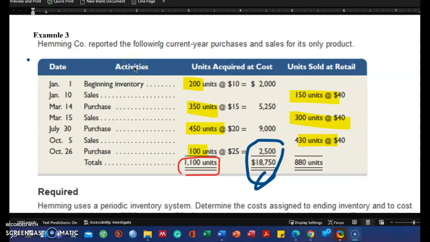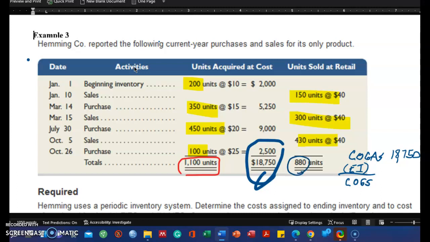So I still believe that the best way to work a problem like this is to use COGAS less ending inventory, which will give you cost of goods sold. I still believe that's the best way, and that's the way we're going to work it. So we have 18,750.